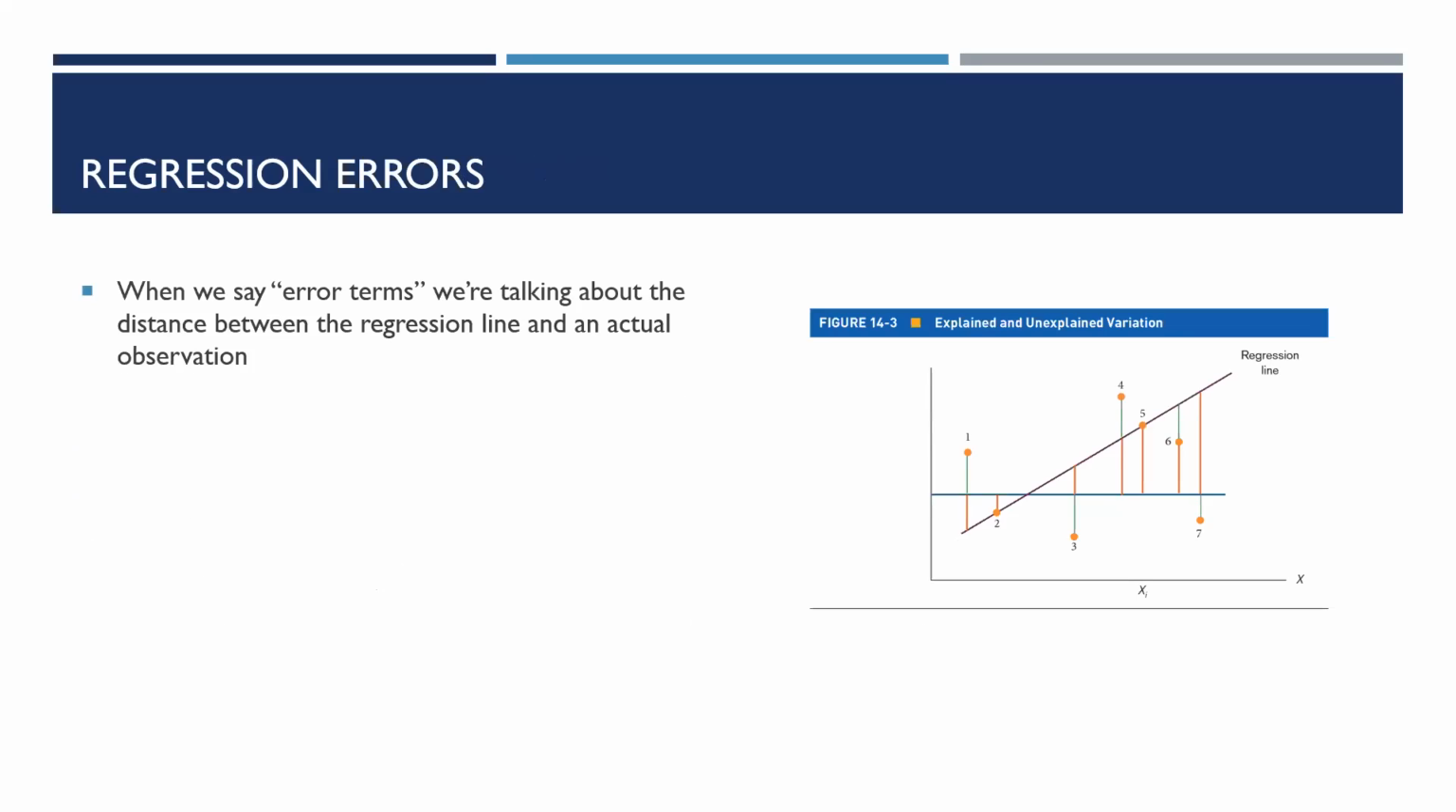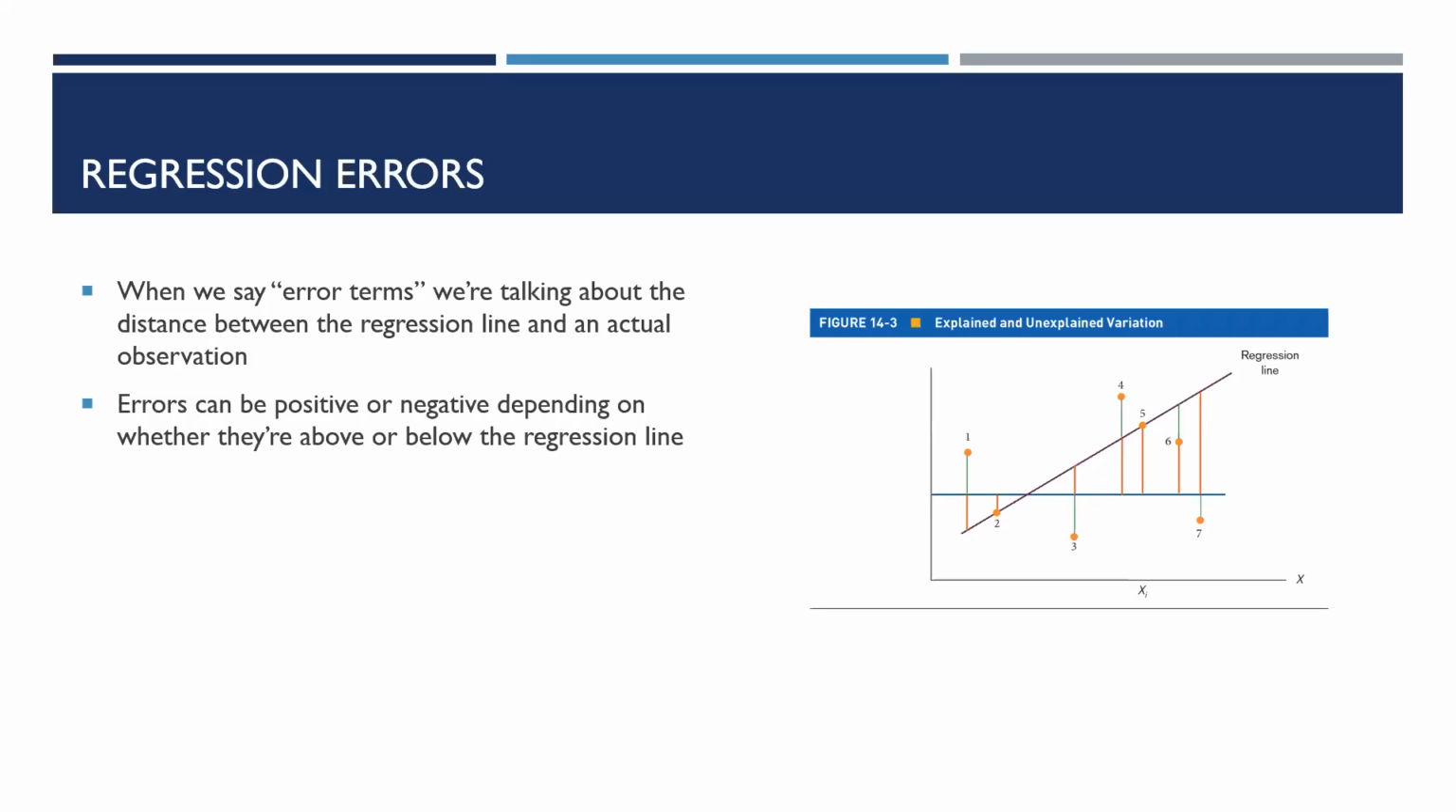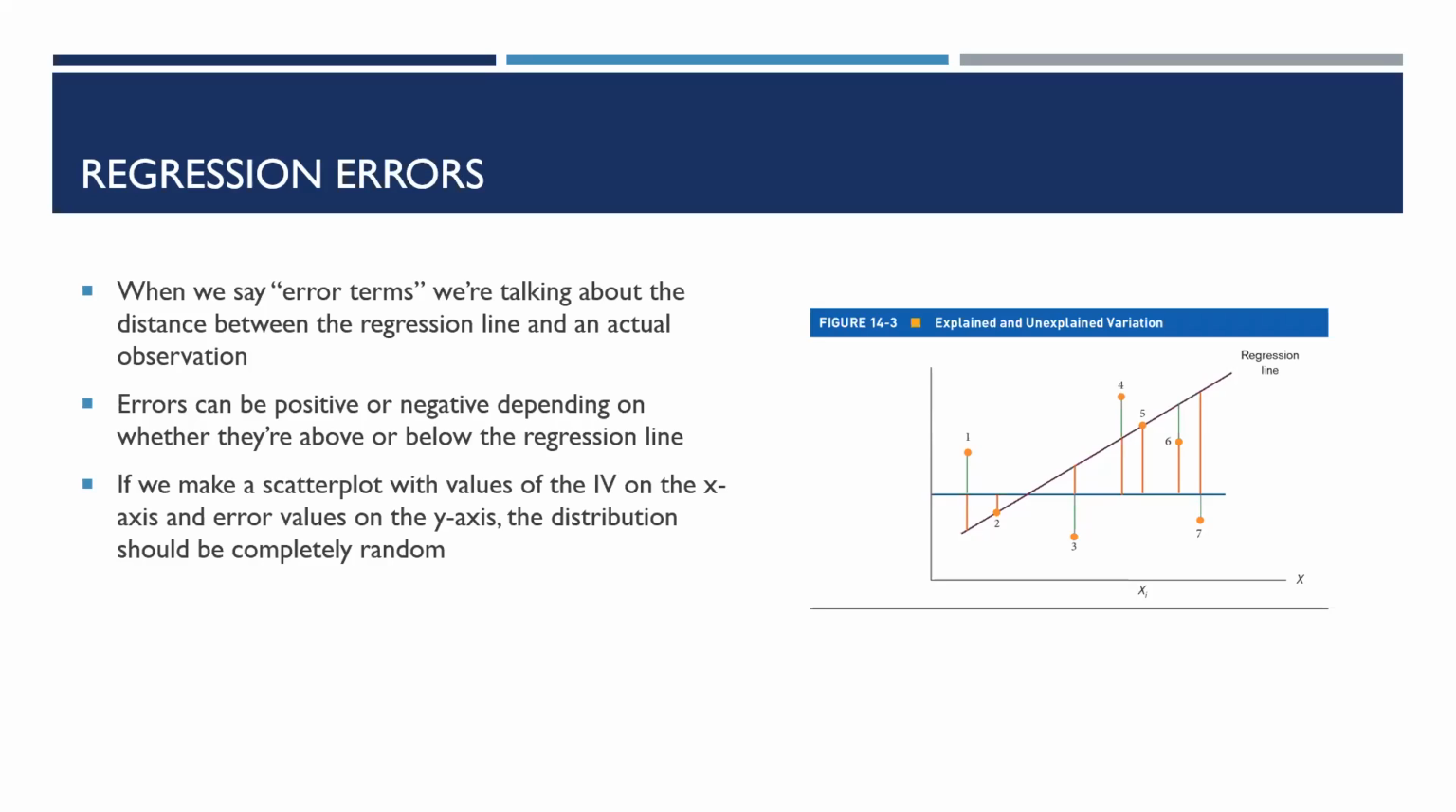So when we say error term or residual, what we're talking about is deviations from our regression line. So these can be above the line, they can be below it. Some of them can be small deviations, some of them can be large. Remember, we're going to square all of these and average them when we're calculating regression coefficients and standard deviations. They can be positive or negative depending on whether they're above or below the regression line.